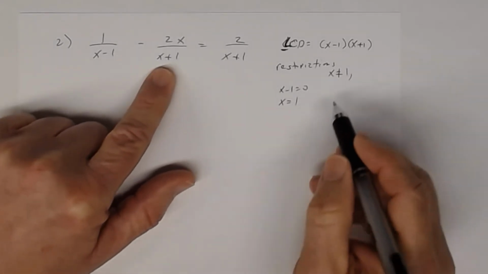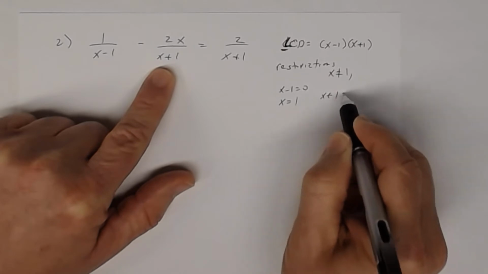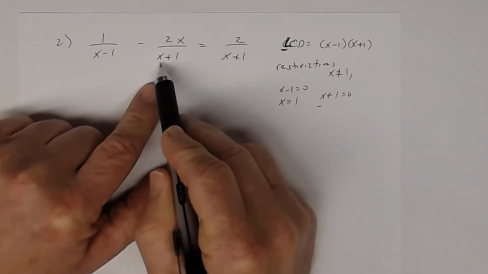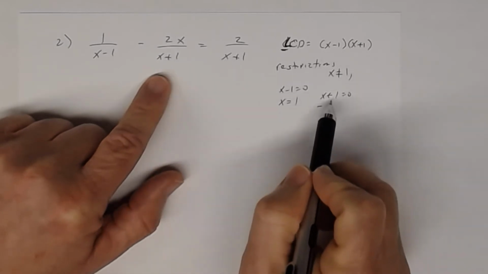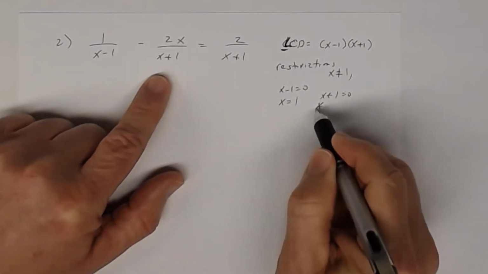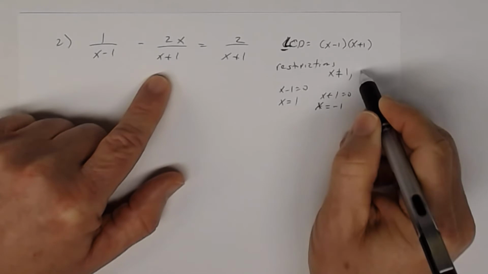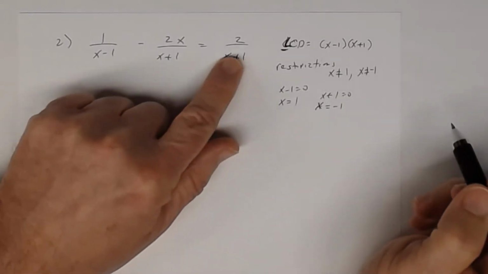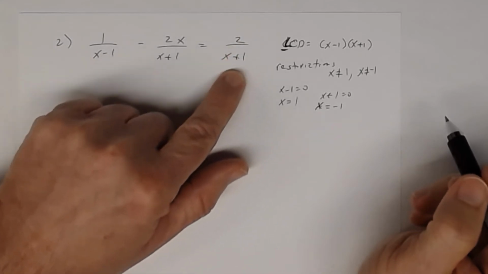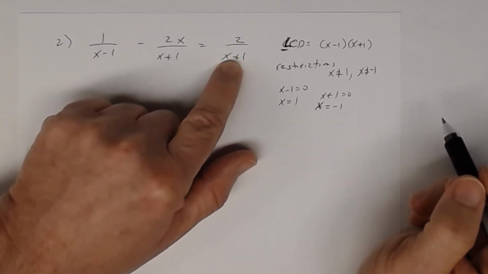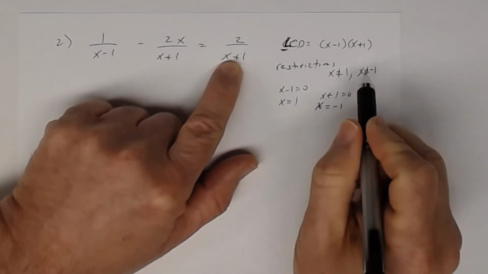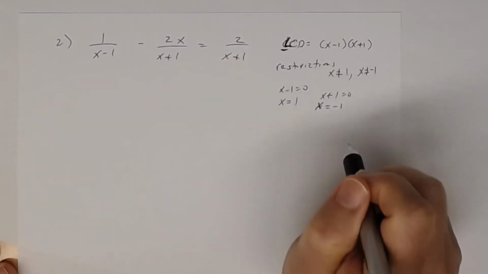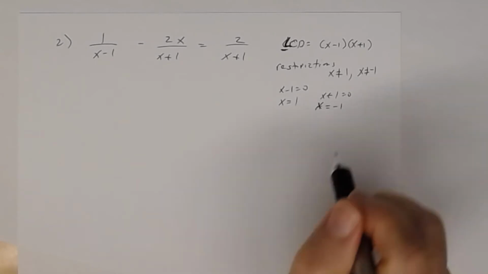The other one, x plus 1 equals 0. This rational expression is going to be undefined when x plus 1 equals 0, and that occurs when x equals negative 1. So there's another restriction: x cannot equal negative 1. This rational expression is undefined when that denominator is 0, which I already talked about. So there are only two restrictions, 1 and negative 1. All right, so now let's go to step 2.